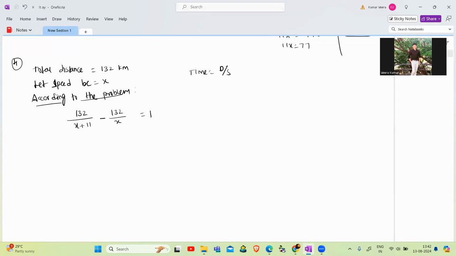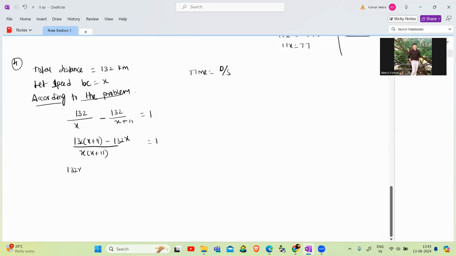Clear? It will be 1 hour less. So here it will be x plus 11, I think. Here it is x only, because if you travel 132 by x, suppose you are traveling at 80 km per hour, you reach in some particular time. When you are traveling at 90 km per hour, you will reach sooner, right? So that is how your tactic should be. So 132 by x minus 132 by x plus 11 is equal to 1.